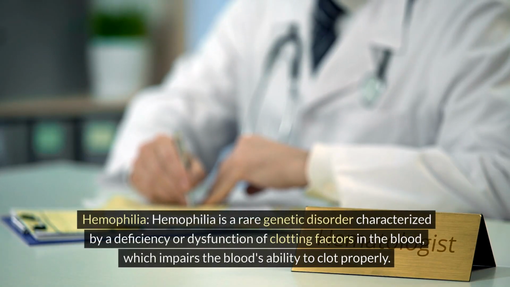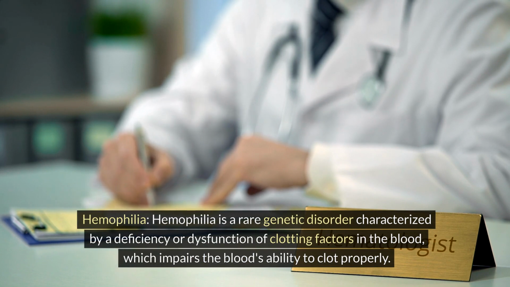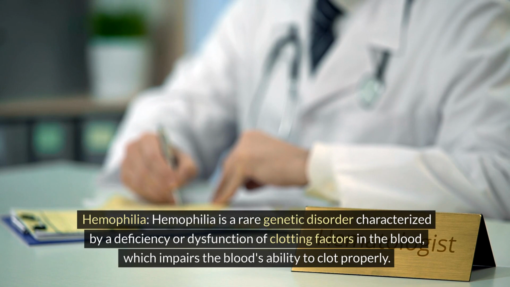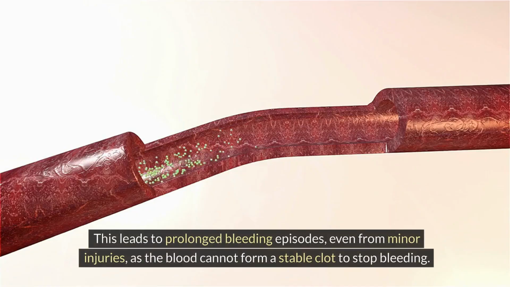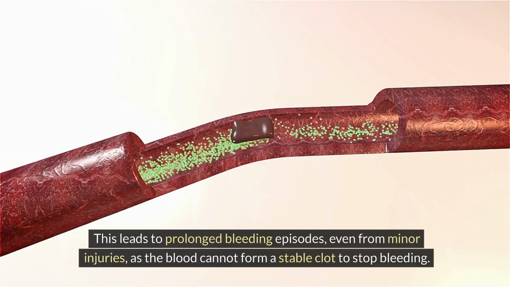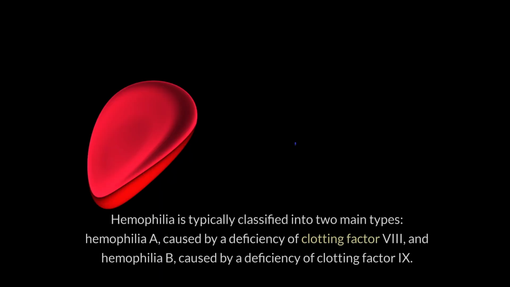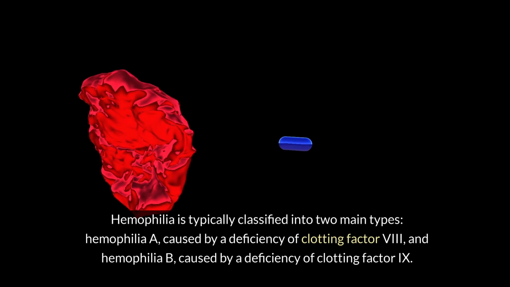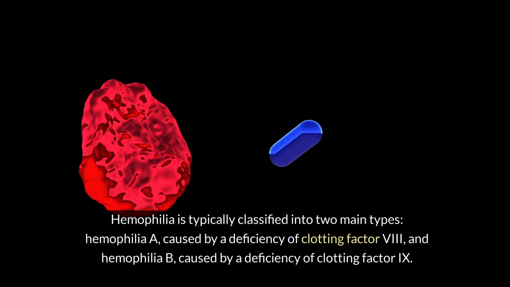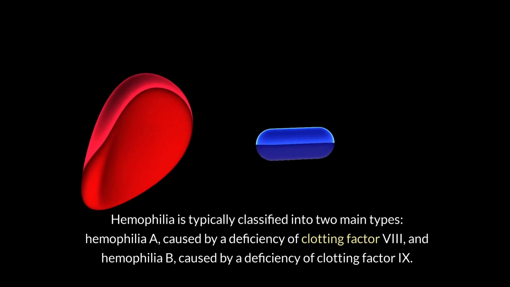Hemophilia. Hemophilia is a rare genetic disorder characterized by a deficiency or dysfunction of clotting factors in the blood, which impairs the blood's ability to clot properly. This leads to prolonged bleeding episodes, even from minor injuries, as the blood cannot form a stable clot to stop bleeding. Hemophilia is typically classified into two main types: hemophilia A, caused by a deficiency of clotting factor 8, and hemophilia B, caused by a deficiency of clotting factor 9.